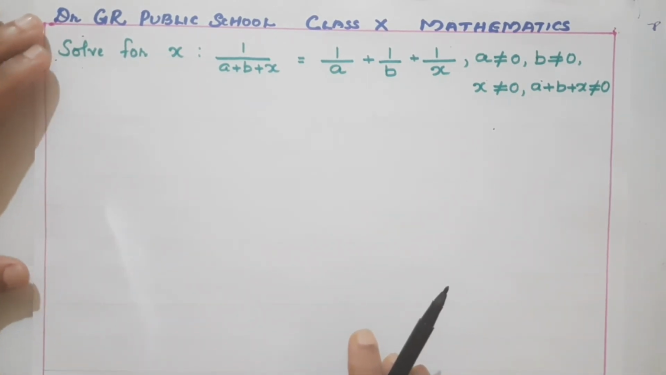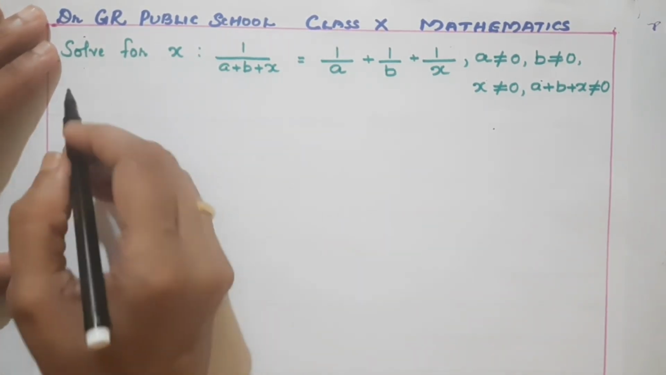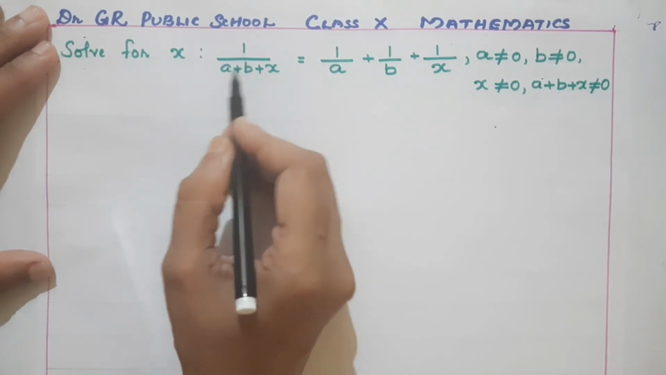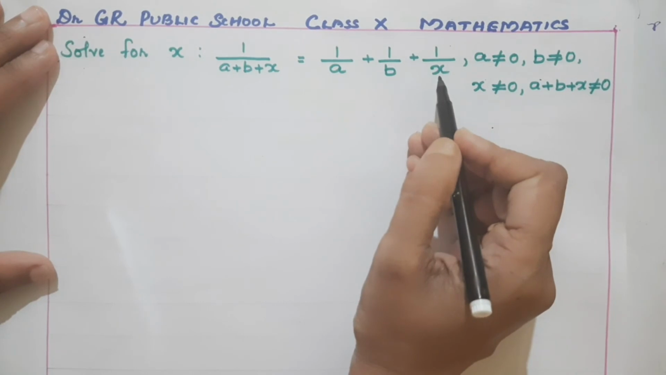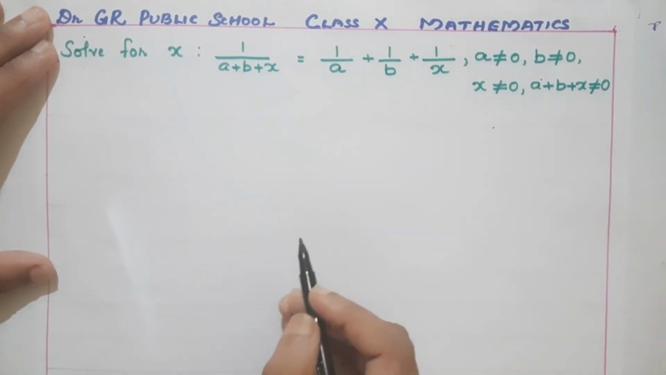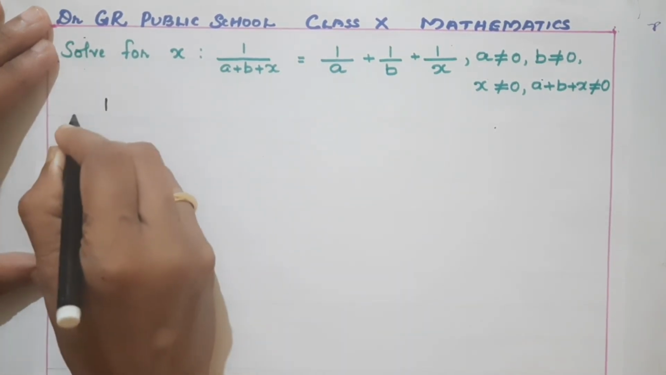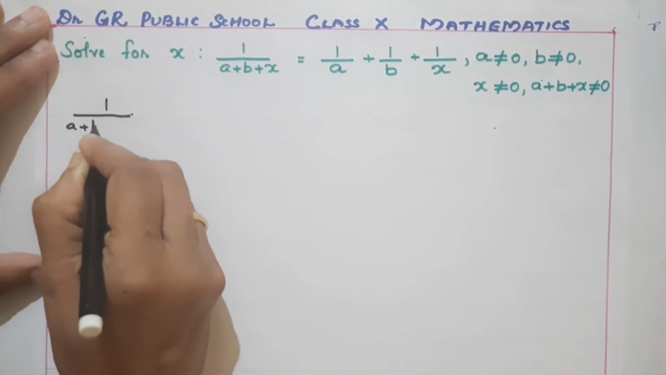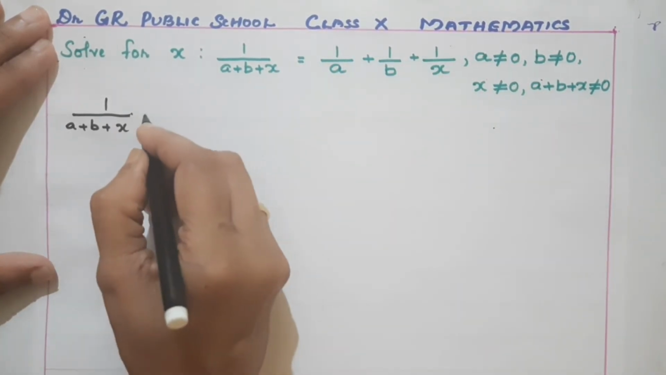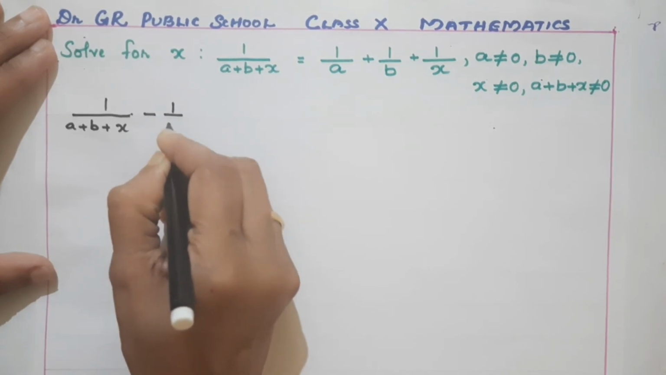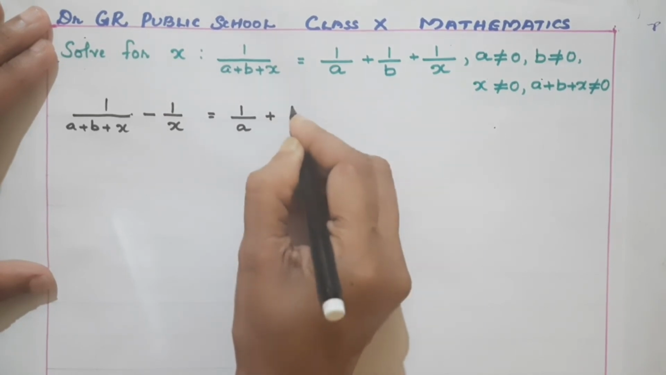First we have to take the variable terms to one side. So our equation is 1 by (a plus b plus x) is equal to 1 by a plus 1 by b plus 1 by x. So this is also a variable term that I am going to take to the LHS. So 1 by (a plus b plus x), this 1 by x, minus 1 by x, equal to 1 by a plus 1 by b.